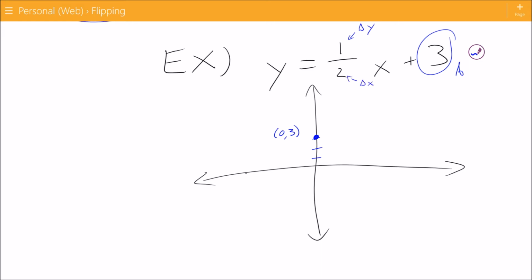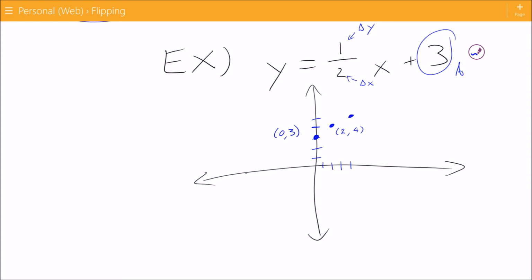So I've got positive and positive, so I go up 1, and then I go to the right 2. Up 1, right 2. This is my next point, which would be at, well, I went up 1, so now I'm at 4, and I went to the right 2, which means my x-coordinate is 2. So 2, 4. And I can continue to make more points. You really only need 2 points to define a line, excuse me, but you can keep adding more if you wish.